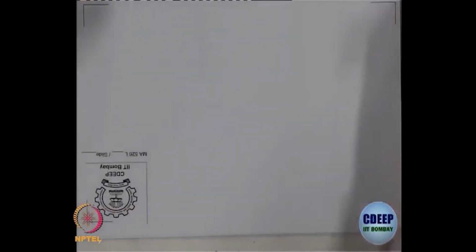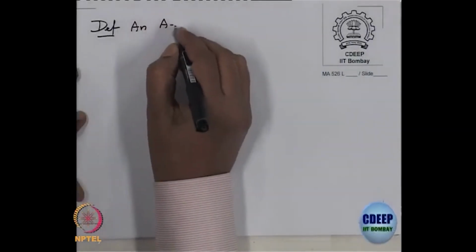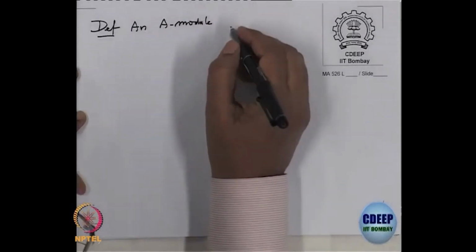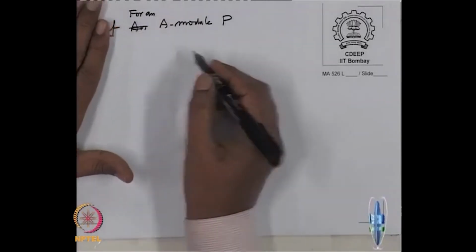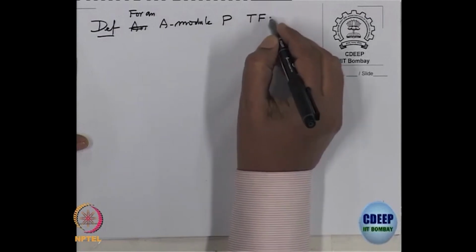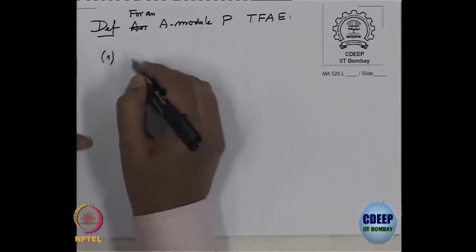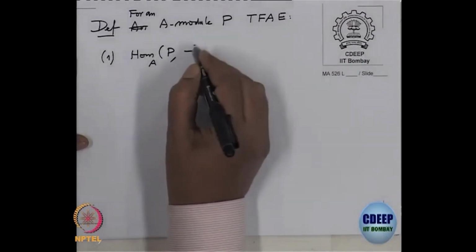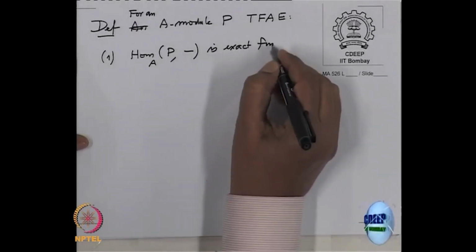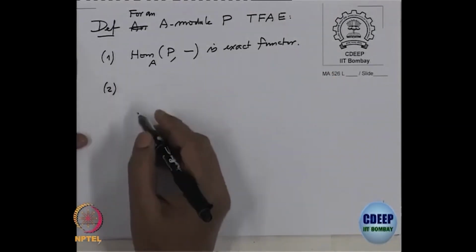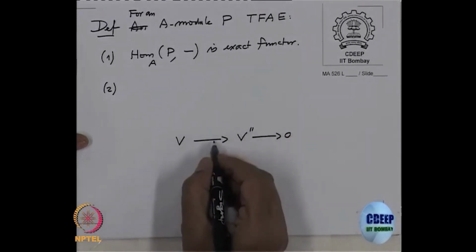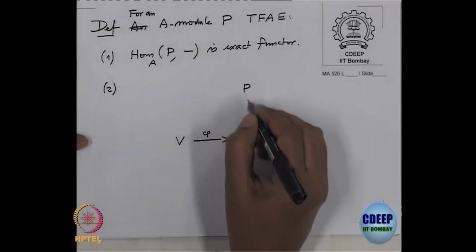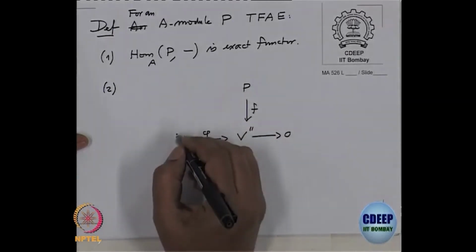So, now I will define an A module. Definition: for an A module P, the following are equivalent. One: Hom_A(P, -) is an exact functor. Two: when we have a diagram like this, V to V'' to 0, that means a surjective map phi, and if you are given a map f from P to V'', we should be able to lift it.